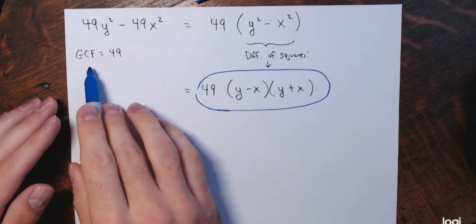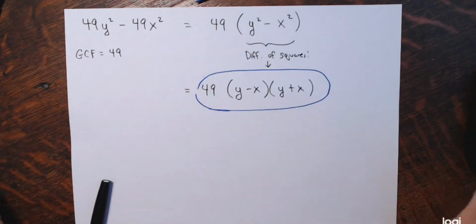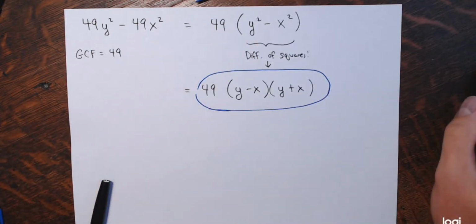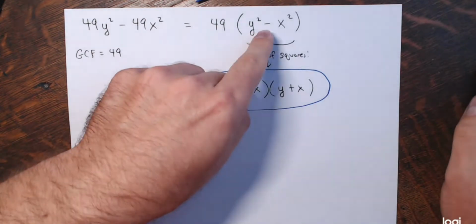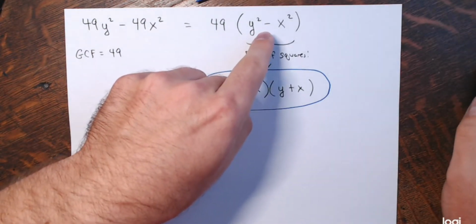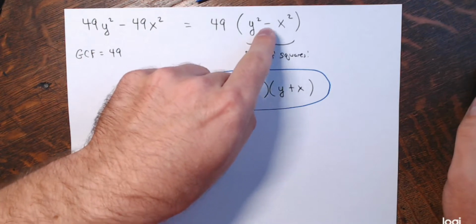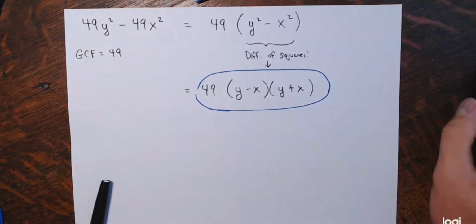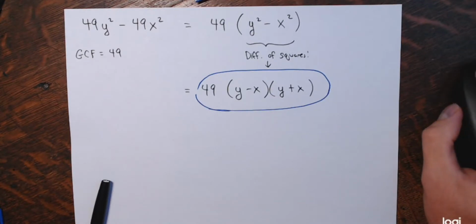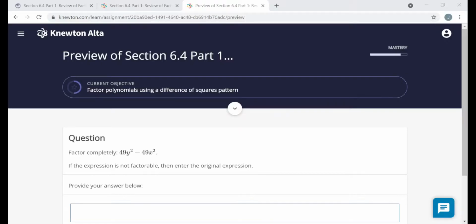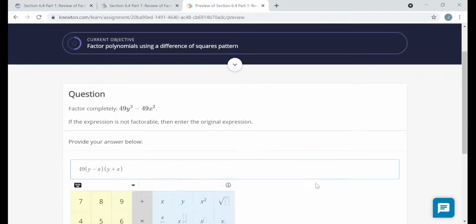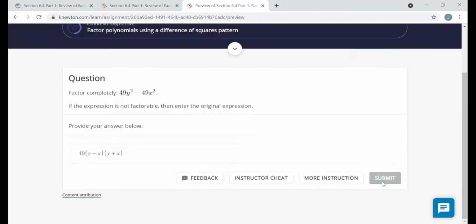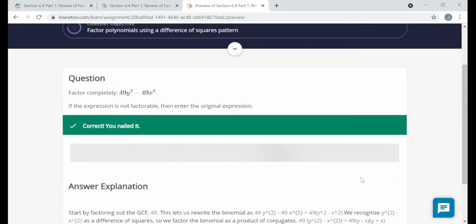But always first pull out the GCF, right? And then see if you can factor anything else any further, which I could here because we had a difference of squares. Now remember, be careful. If that was y squared plus x squared, you'd stop. You can't factor sums of squares. Alright, so let me enter that. So we have 49 pulled out, the GCF, and then you had the factors of y minus x times y plus x. And that's what I'm entering. Alright. Hooray, hooray. Okay.